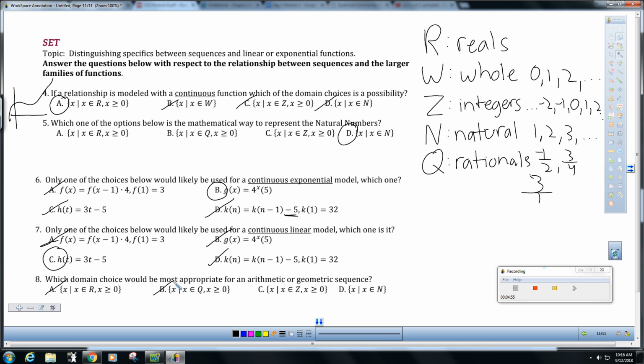So the difference between these two is that in D, our natural numbers are going to be 1, 2, 3, 4, and keep counting up like that. But C is going to be the integers, and then also integers greater than 0. So that's going to be 0, 1, 2, 3, 4. So the difference between these two is that C includes 0, but D doesn't. When we're working with sequences, we're usually dealing with first term, second term, third term. So I'm going to say D would be more appropriate for that, because that's more commonly what you're going to use.